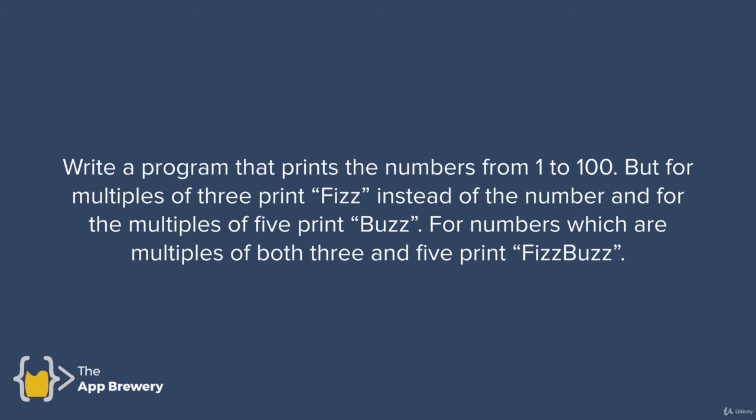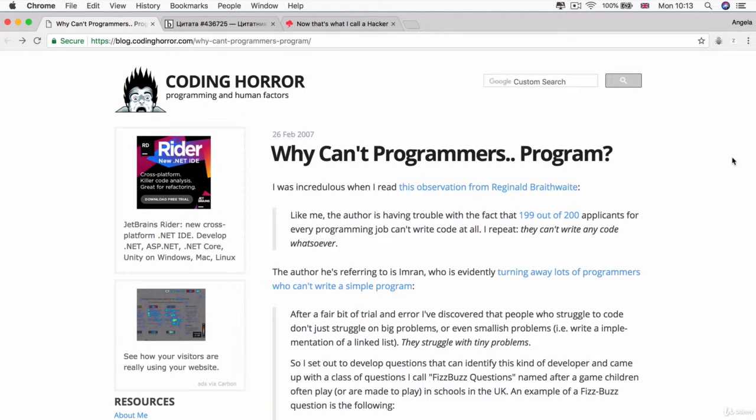candidate's programming skills. And just the other day, I came across an article on Coding Horror, which is one of my favorite blogs, about why can't programmers program. And the interesting thing that they talk about is what seems to be common knowledge amongst programming recruiters. And the fact of the matter is that out of 200 applicants, there's probably only one person who can actually code. And this is a really strange phenomenon.